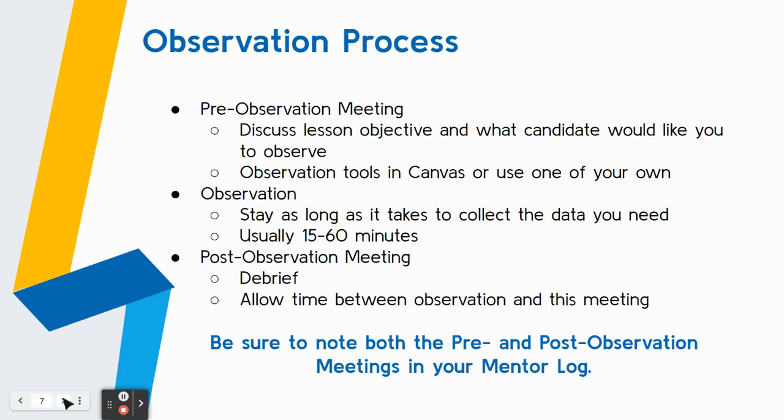There are several observation tools in Canvas that you can use to collect data, or you can use one of your own. The tool that you use should match the data you are collecting. To find the available tools, click on the Observations button on your homepage in Canvas. When conducting your observation, you will stay as long as you need to collect the data you need. Typically, this is no less than 15 minutes, but usually not longer than an hour.